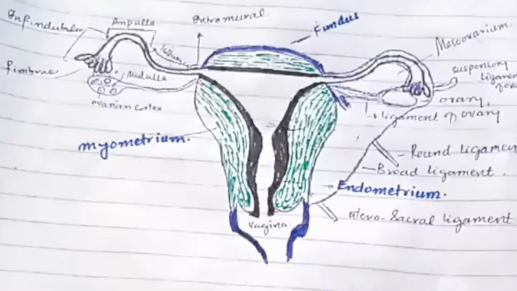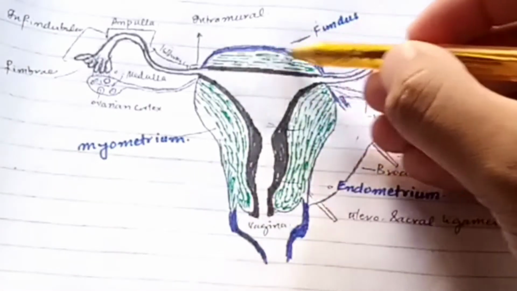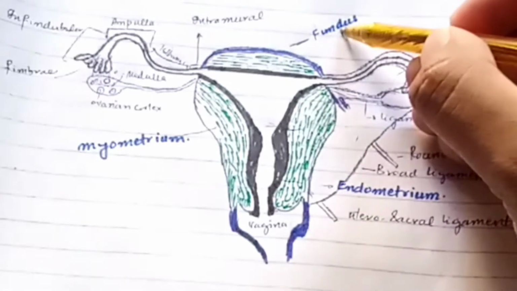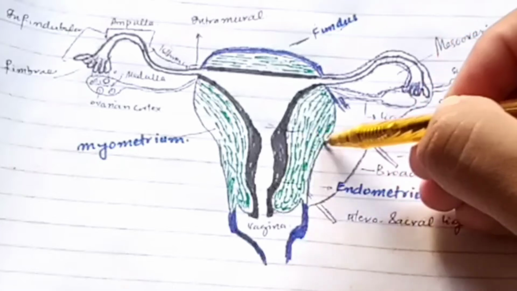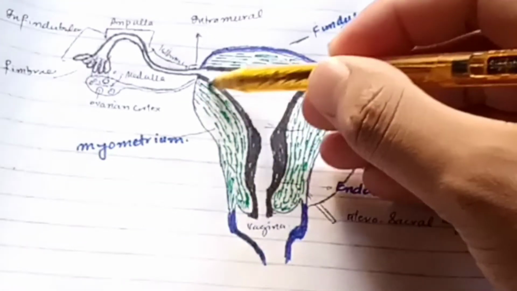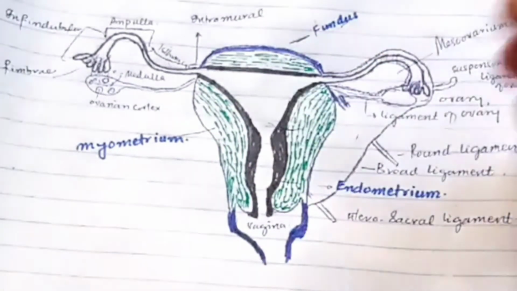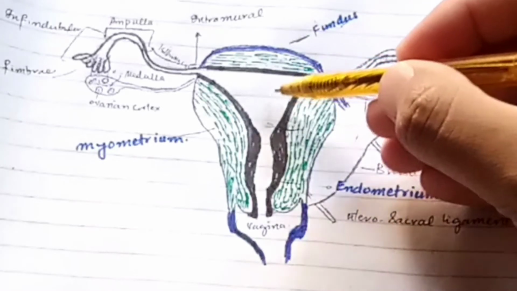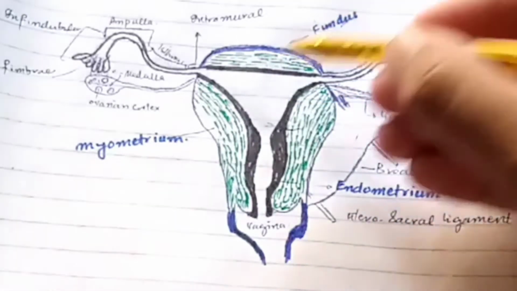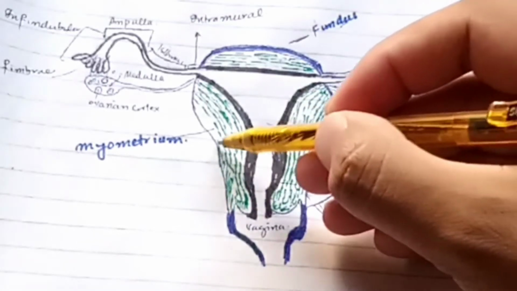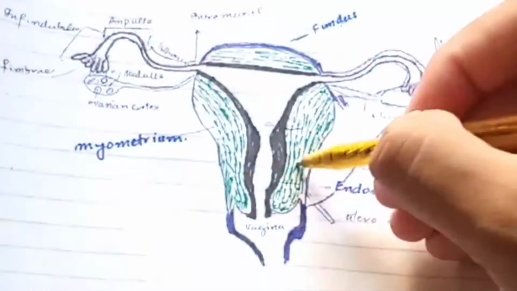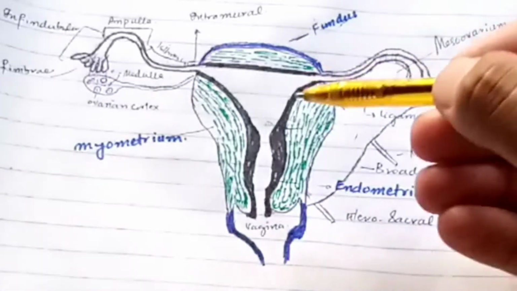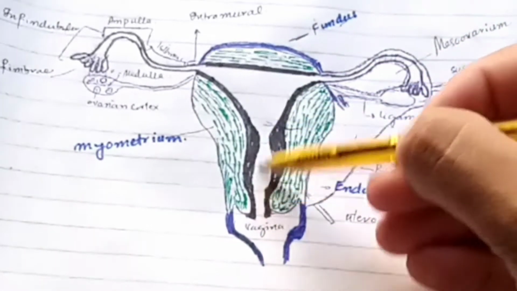So the parts of the uterus, there are mainly 4 parts of the uterus. Here you can see this rounded part of the uterus is called a fundus. And this large part of the uterus, from here up to here, is called the body of the uterus, which is also called the uterine corpus. And this portion of the uterus from here up to here is called the cervix of the uterus, and the fourth part of the uterus is called the cervical canal.